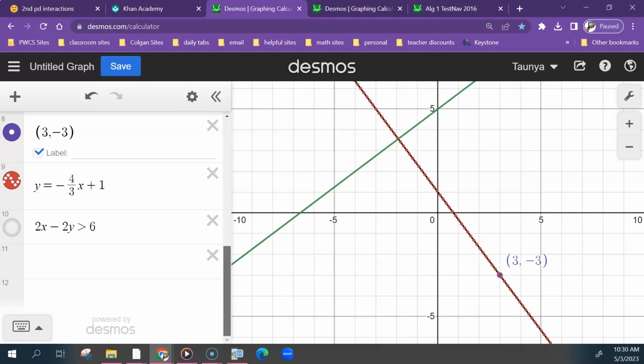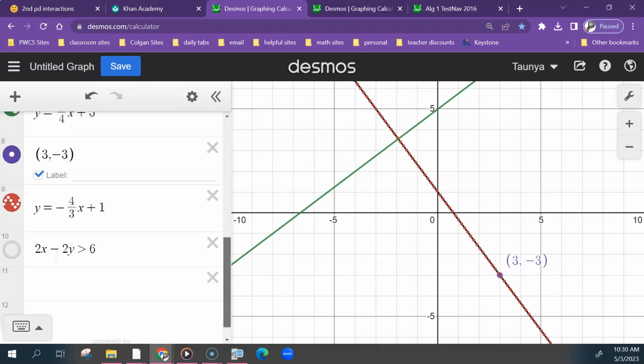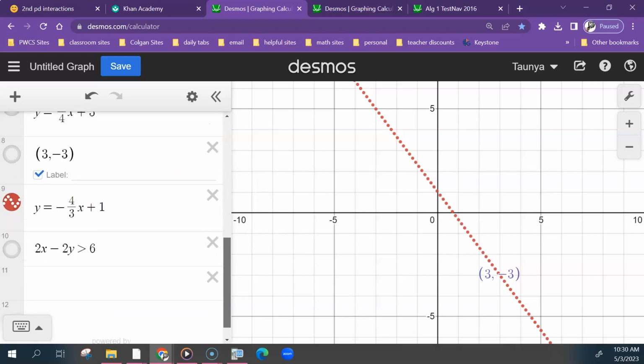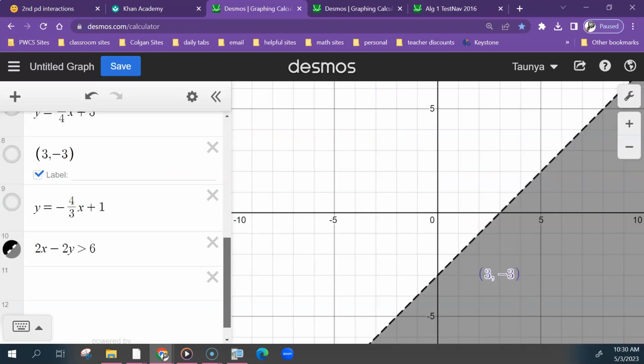Then 5, it asks you to graph the inequality. So if you were using Desmos, you didn't need to solve it, but if you weren't, you did need to solve it. You should have had a dashed line, y-intercept at -3, slope of positive 1, shaded below. So if yours does not look like that, make sure you fix it. Do we have any questions on those last two?